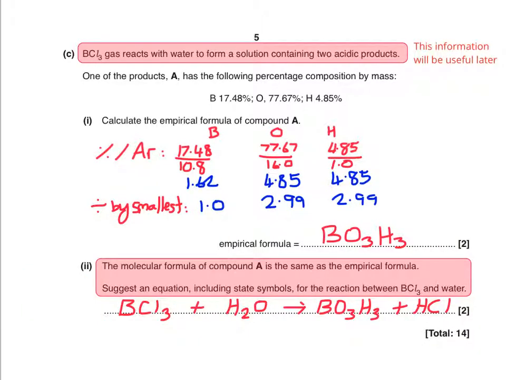So if we put in what we know already, BCl3 reacts with water to make BO3H3, and I'm putting in HCl because another acidic product containing chlorine would obviously be HCl. Now if you look closely, you'll see that there's 3 chlorines in BCl3, so you need 3 HCl's, and now to balance out all the hydrogens, because you've got 6 on the right-hand side, you need to put 3 H2O's on the left-hand side.